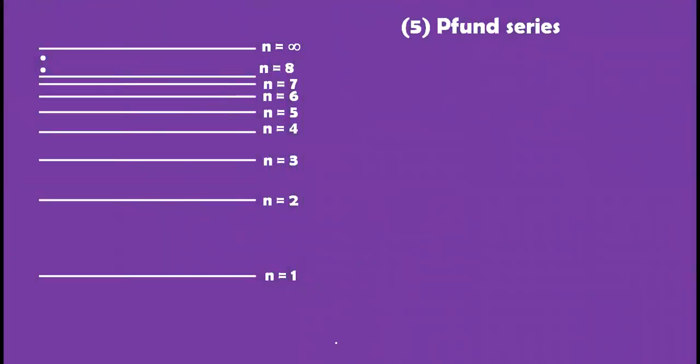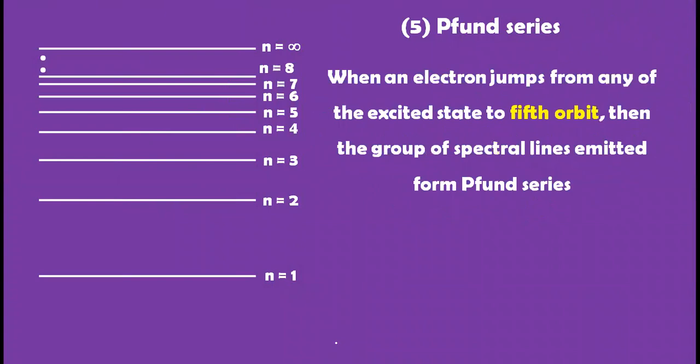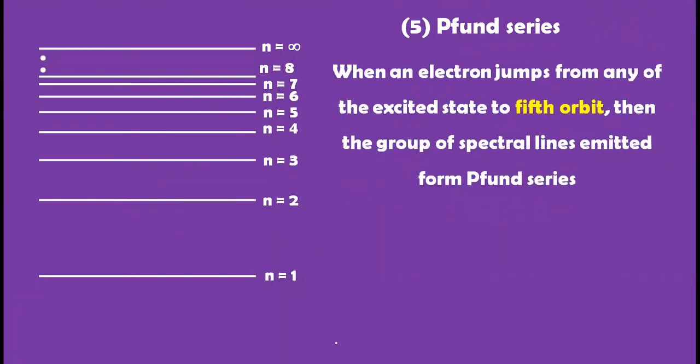Now comes Pfund series. Whenever an electron jumps from any of the excited states to the fifth orbit, then the group of spectral lines emitted will form the Pfund series. So the electron has to jump from any of the excited states to the fifth orbit. It can jump from 6 to 5, 7 to 5, 8 to 5, and so on. Now the group of spectral lines obtained will give rise to the Pfund series.